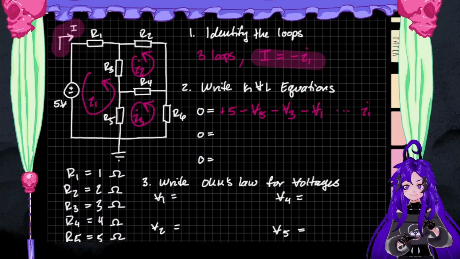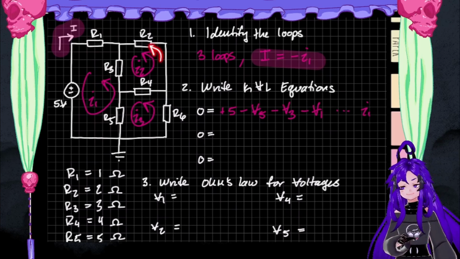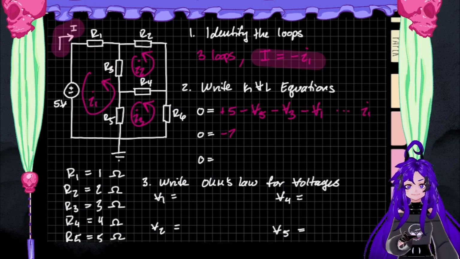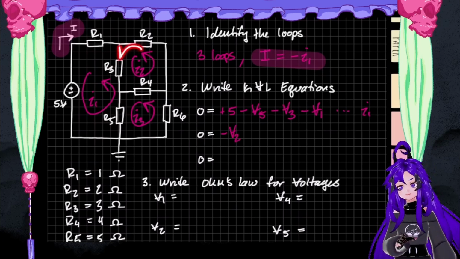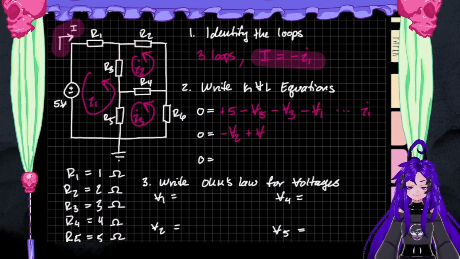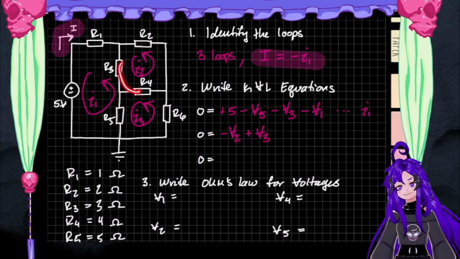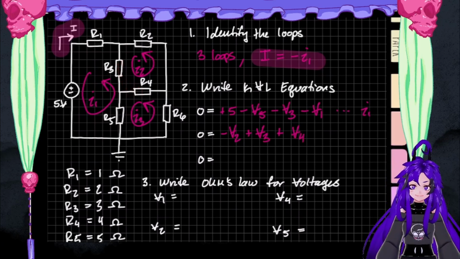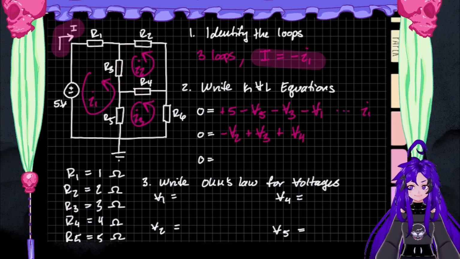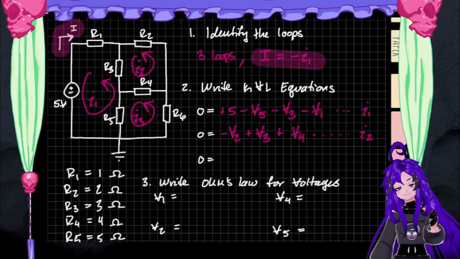I2, same process, right? Negative R2, which means negative V2. Then we're going to have a positive R3, positive V3. Then we come into the positive end of R4, so positive V4. And that's going to be our I2 equation.